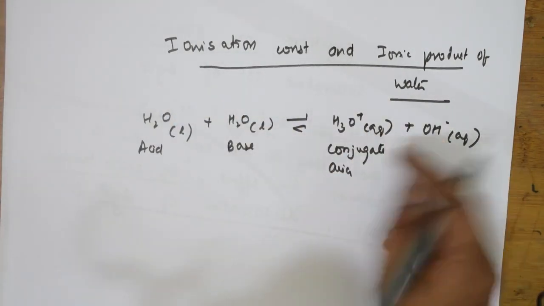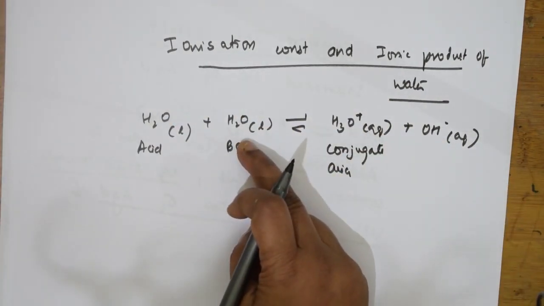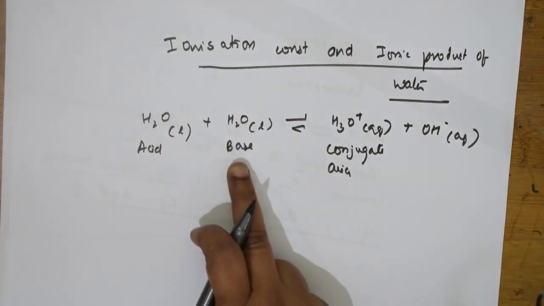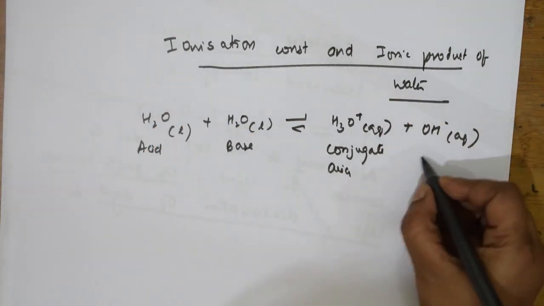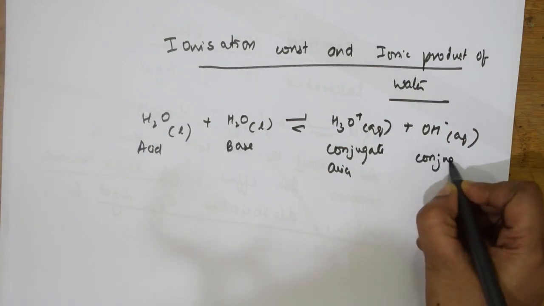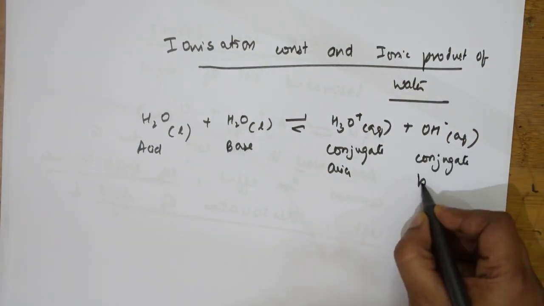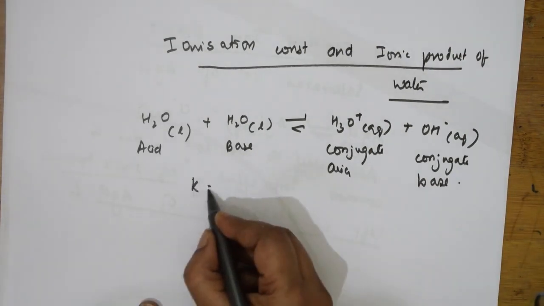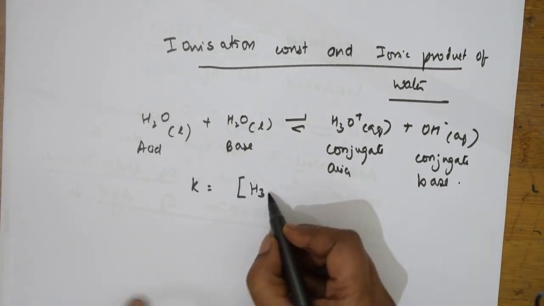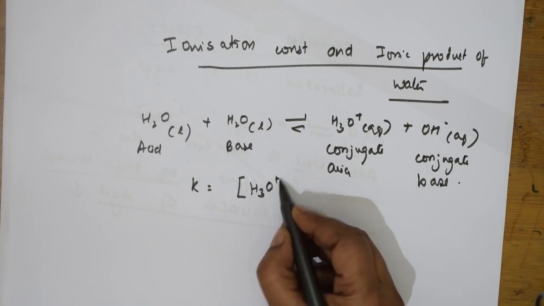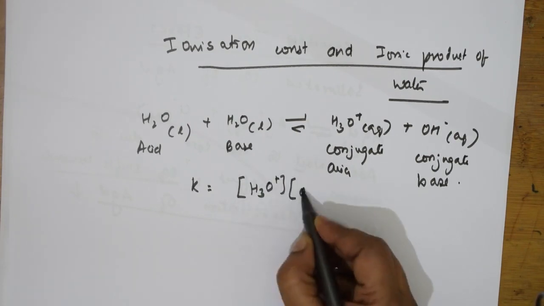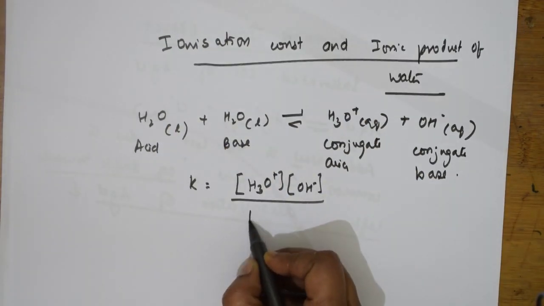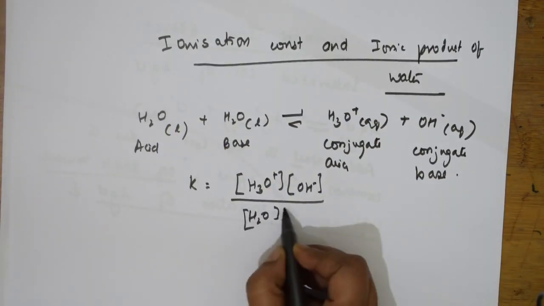Bases are proton acceptors. This has accepted a proton, so this is the conjugate base. Now I have to represent the dissociation: K is equal to the concentration of H3O plus times OH minus, product over reactant, divided by H2O taken square.